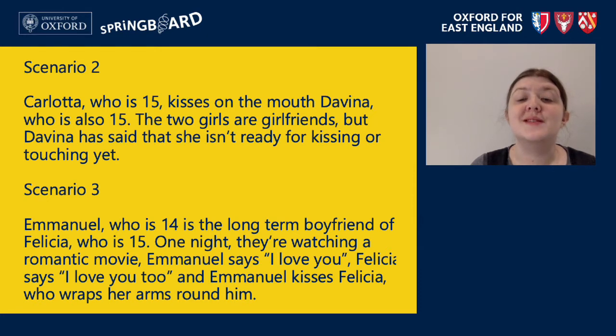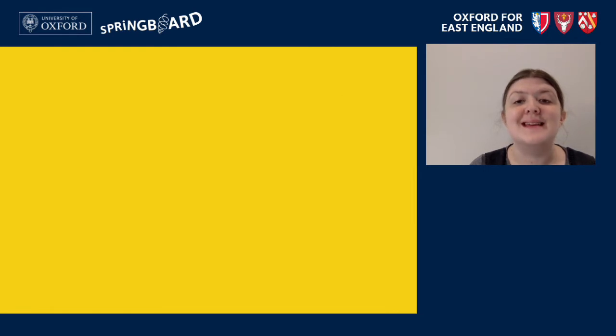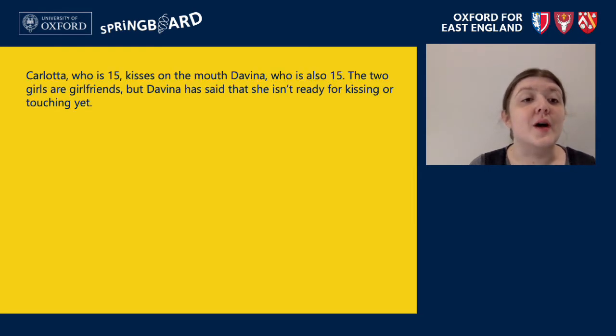Let's work through these scenarios, just like we did for the first scenario. Remember, we need to look at both Section 3 and/or Section 9 to discover whether an offence has taken place. Carlotta, who is 15, kisses on the mouth Davina, who is also 15. The two girls are girlfriends, but Davina has said that she isn't ready for kissing or touching yet.